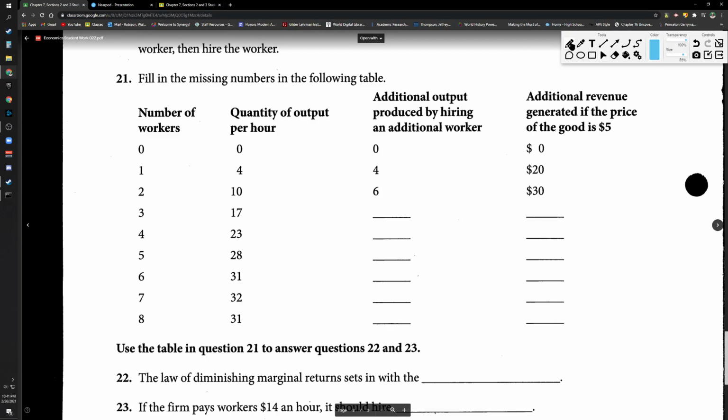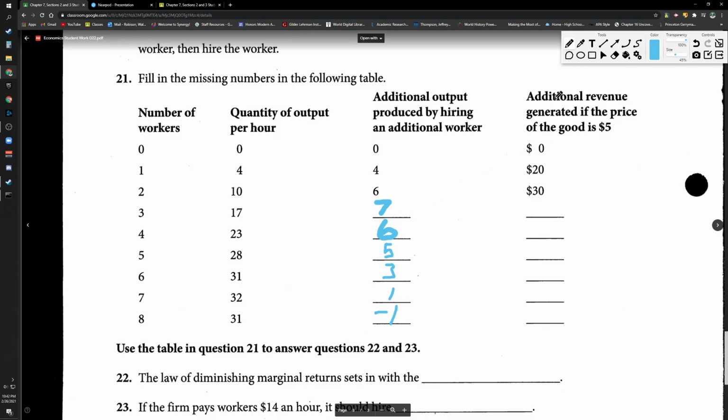All right. So when we went from 1 to 2, we went from 4 to 10. So that's an increase of 6. To go from 2 to 3, it's from 10 to 17. So this is 7. From 17 to 23, that is 6. From 23 to 28 is 5. 28 to 31 is 3. 31 to 32 is 1. And then 32 to 31 is negative 1. Okay, so there's our numbers.